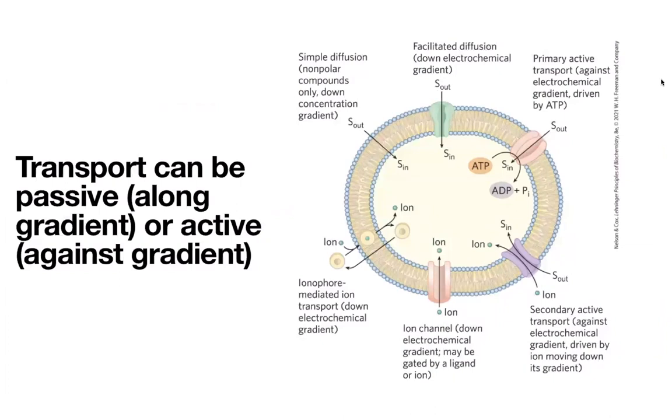Just remember that if things are moving against the gradient, we're going to have to put in some energy to do so. This can be primary, where we're directly using ATP or a similar molecule, coupling directly to an energy generating reaction to change the shape of a channel and let things in or out. Or it could be secondary transport, where we're coupling the movement of one thing along its gradient to the movement of another thing against its gradient.